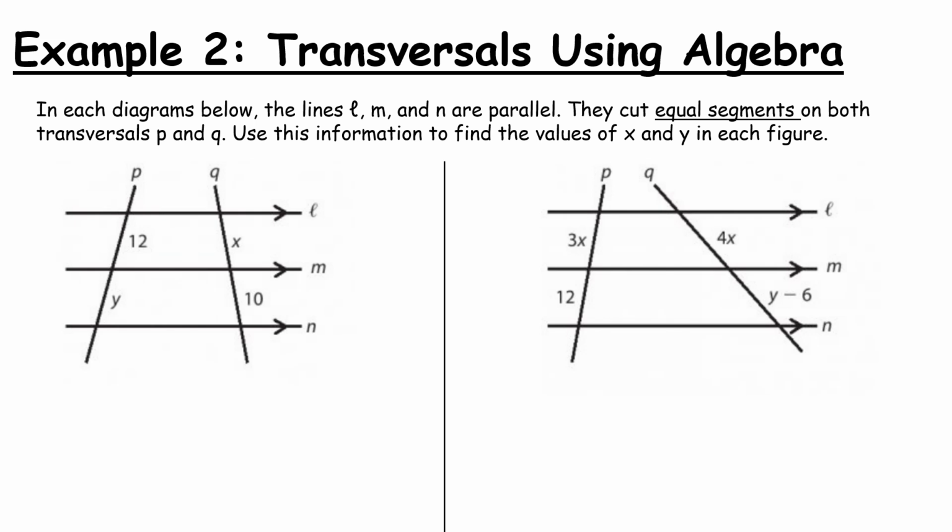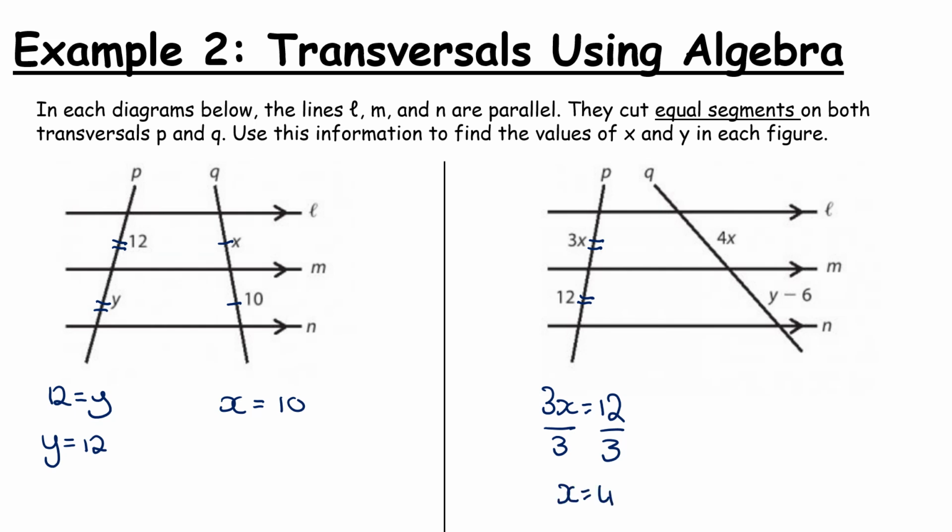So here we're told that L, M and N will cut any transversal in equal segments. They've told us that in the bit of writing at the top, which means this equals this. So 12 equals y. So that's perfect. That gives us, let's write it the other way, y equals 12. Then they tell us here that these are also equal, so x equals 10. If we add in a little bit of complication here, then this segment equals this segment. So 3x equals 12, which gets us a nice answer for x as just x equals 4.